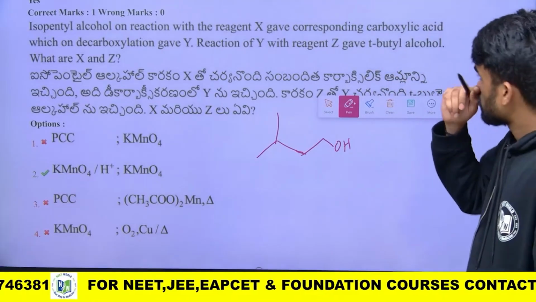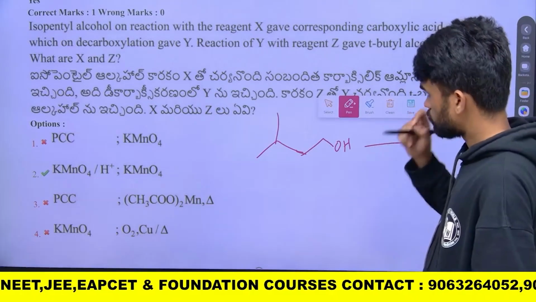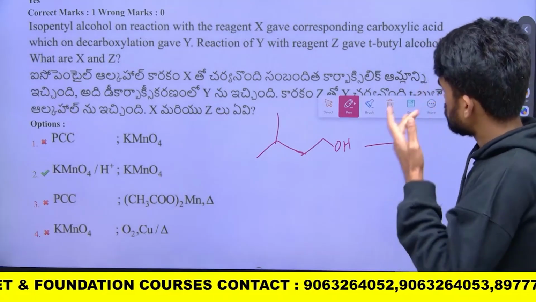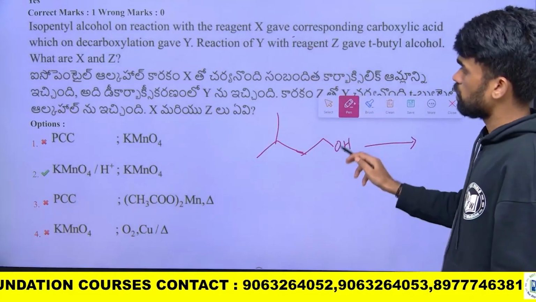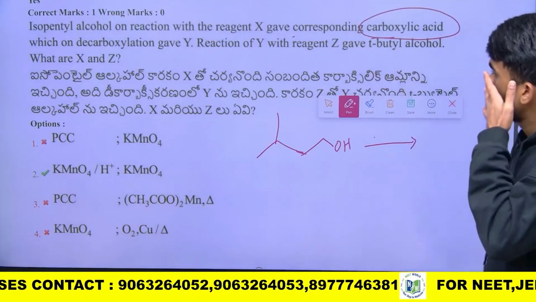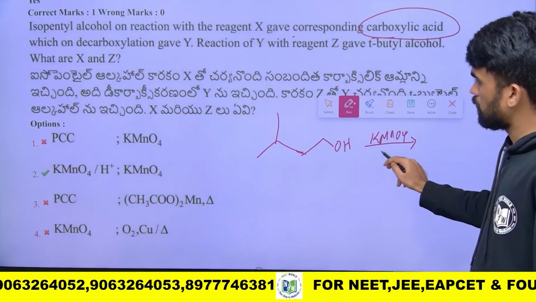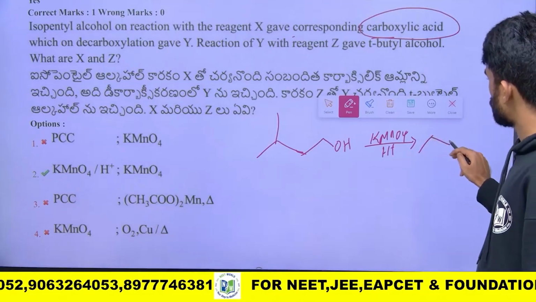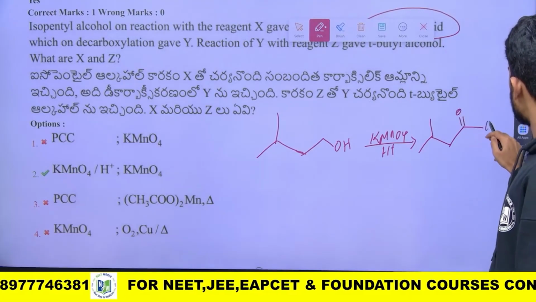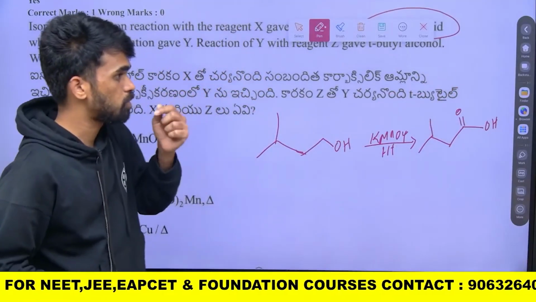Now what do we need to do? You need to treat it with some oxidizing agent, so that it will give the corresponding acid. So let me take this and treat with KMnO4 in acidic medium. So this gives us COOH. 1, 2, 3, 4, 5. This is the carboxylic acid formed.